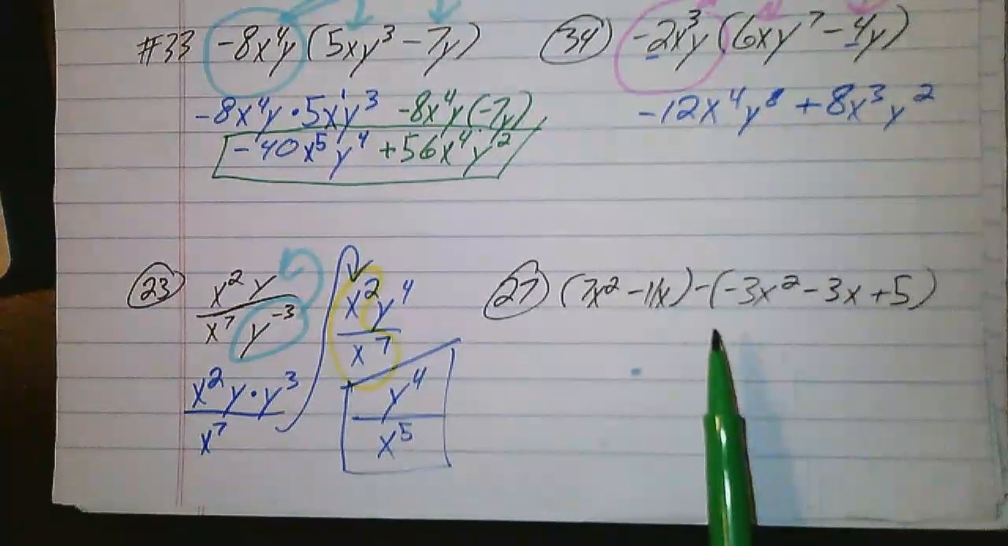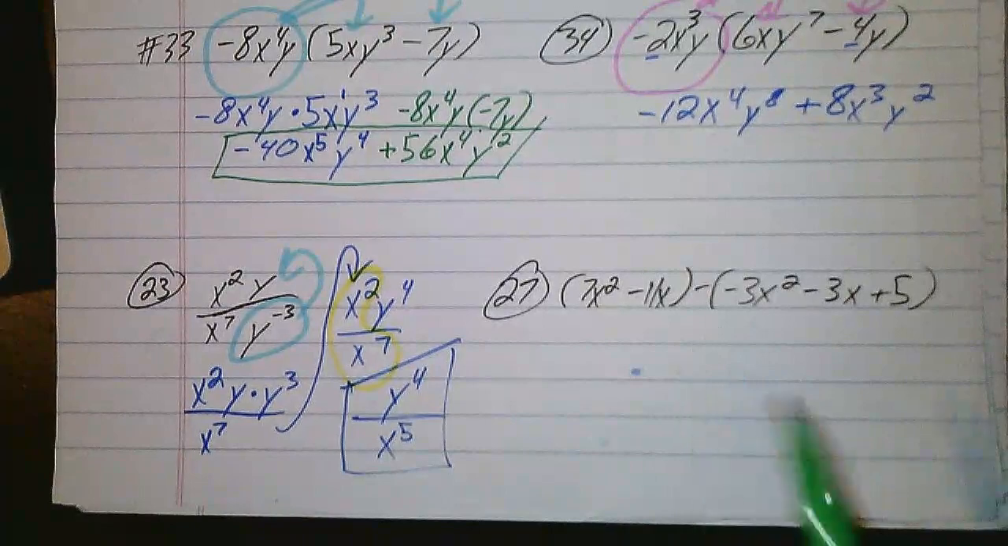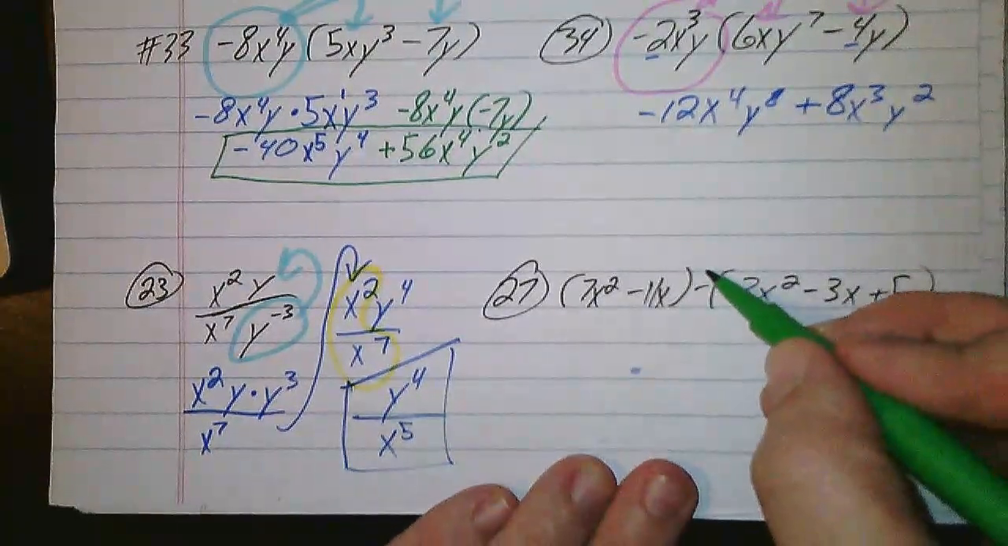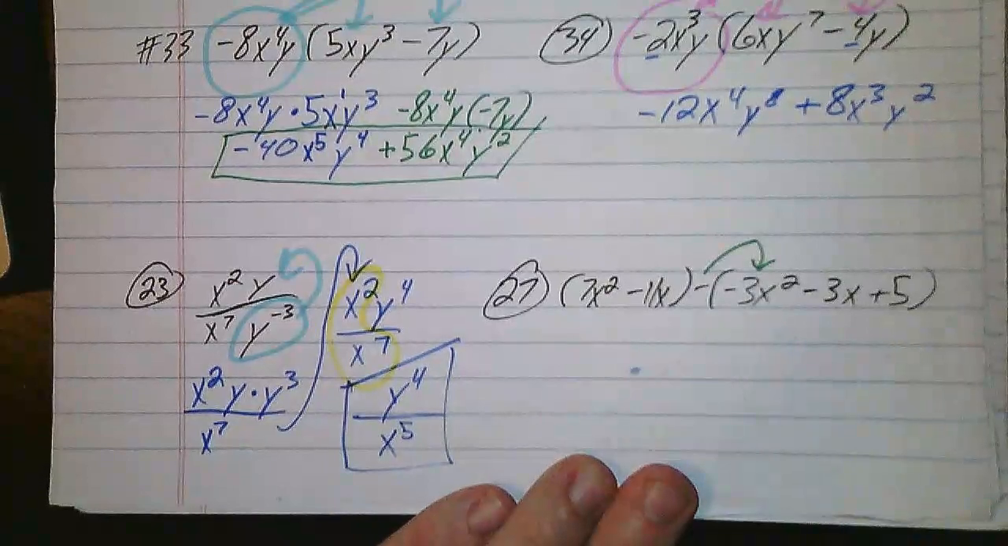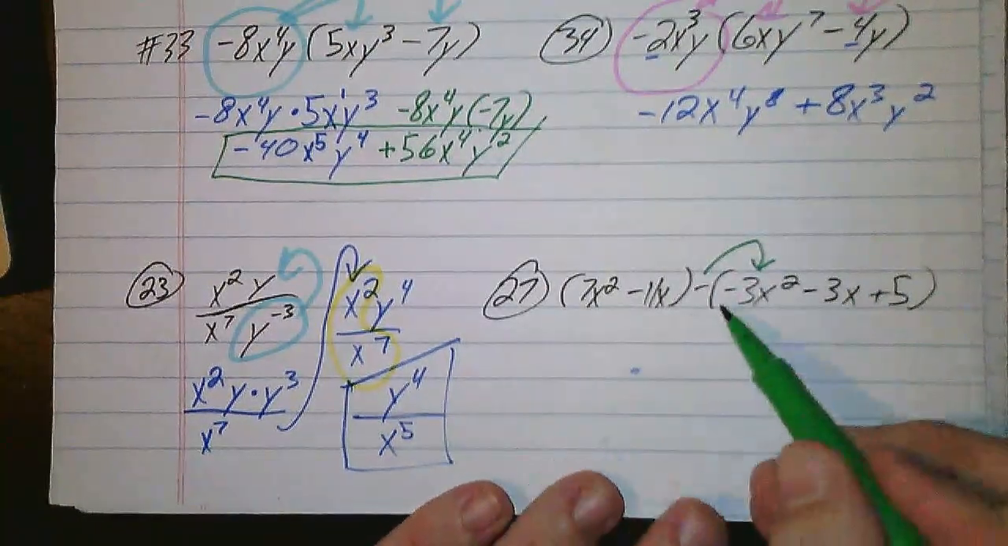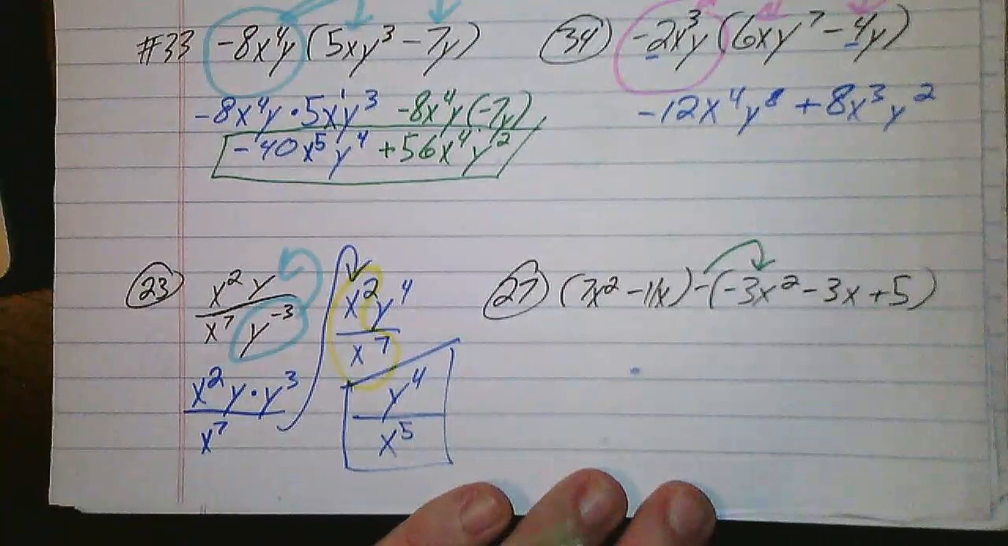A question like number 27 is frequently missed, and usually the problem is that students only change the sign on the first term. So here we are subtracting polynomials. If it's adding, then we don't change any signs. We just start to combine like terms.